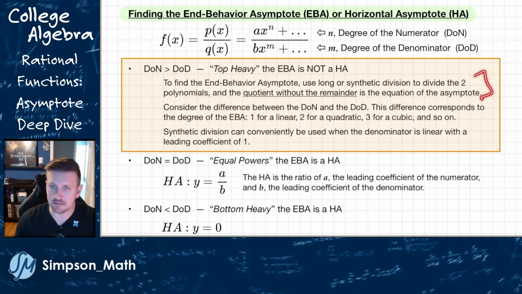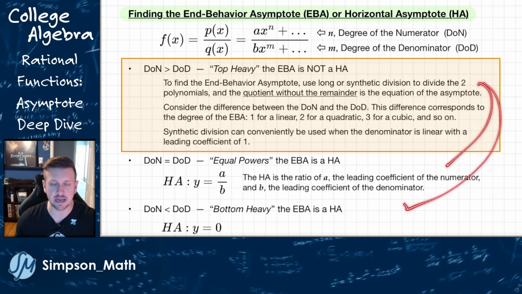So to find any of our end-behavior asymptotes, we're going to go through long division or synthetic division, divide those two together in the order that they're shown, and then the quotient without the remainder is the equation of the asymptote. That will apply for these other two, and we'll see how that applies, but we'll be able to use our simplified rule going forward. But for the top heavy, we have to do the division.